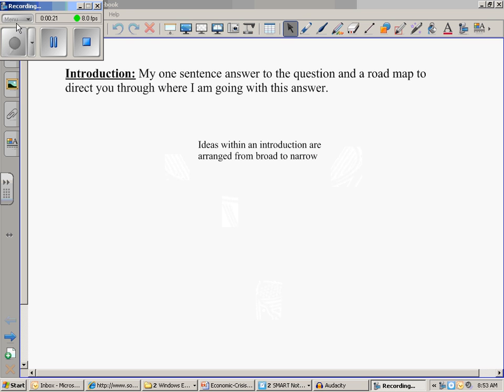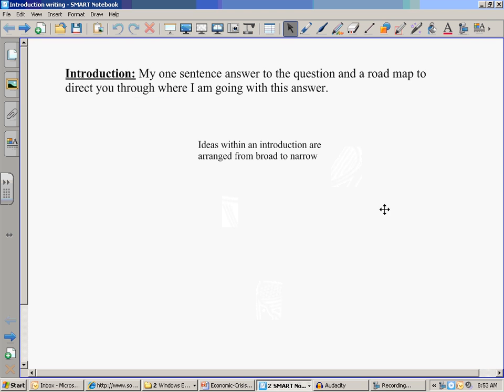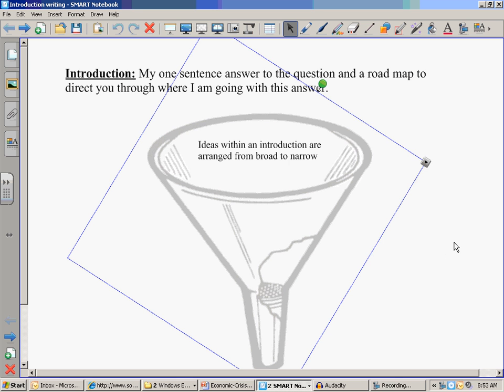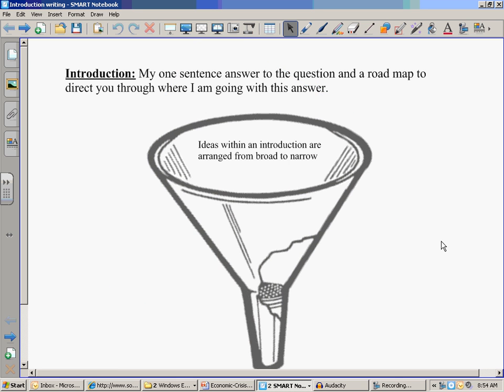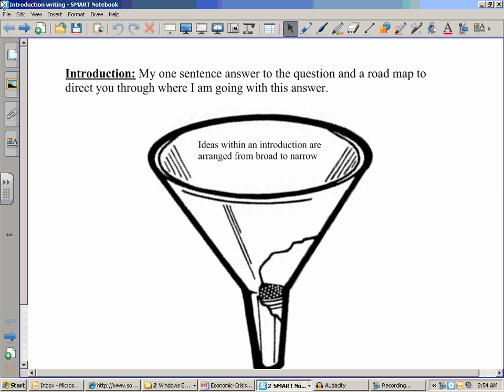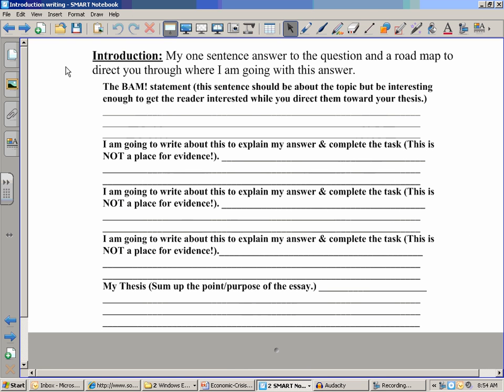In an introduction, we often find that the ideas that start out in our introduction are very broad, but as they go down through the introduction, there is a tendency to narrow, just like a funnel, to reach that thesis. This outline starts to allow you to map out your introduction for your essay task.